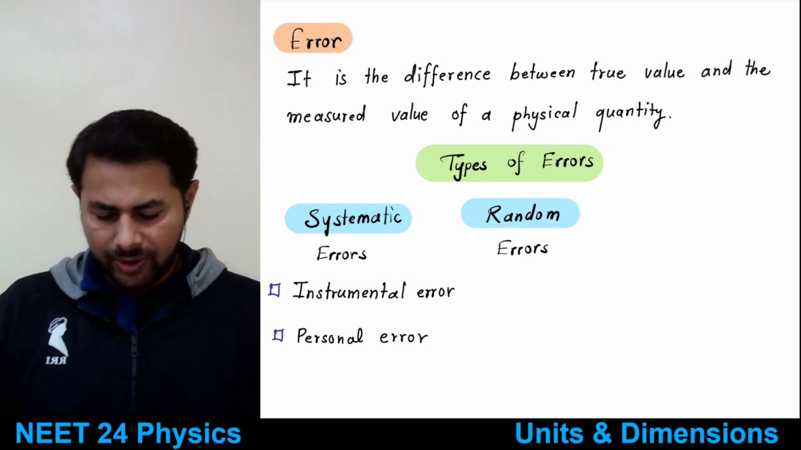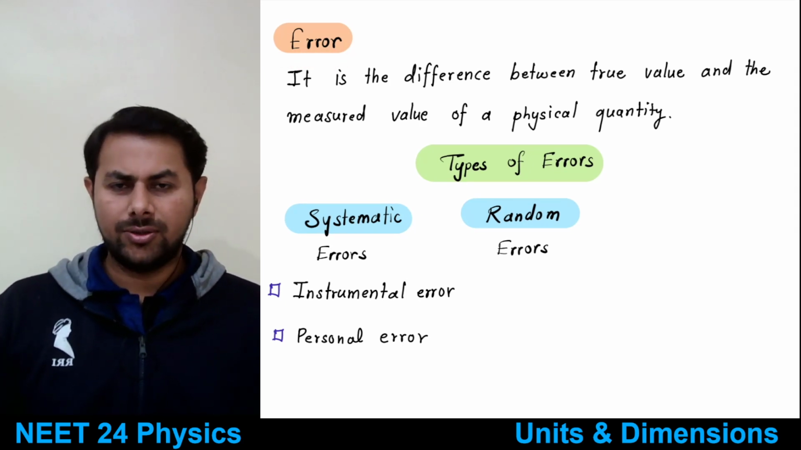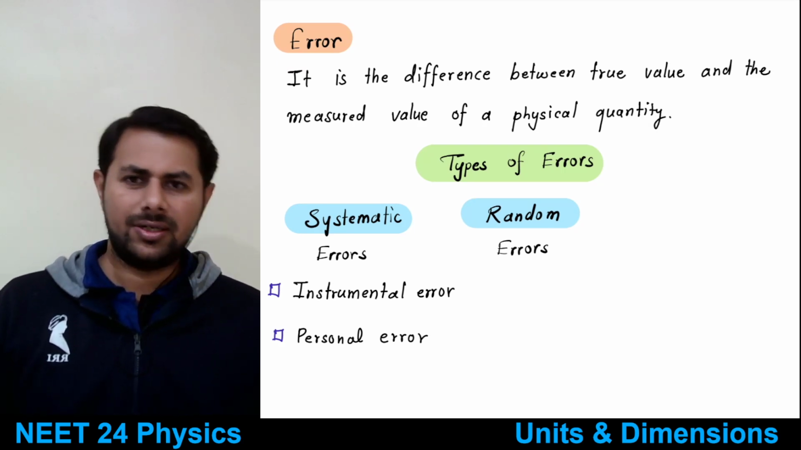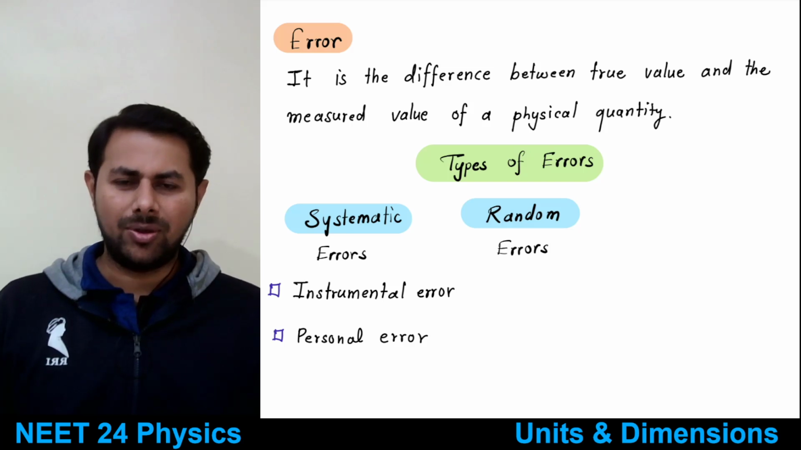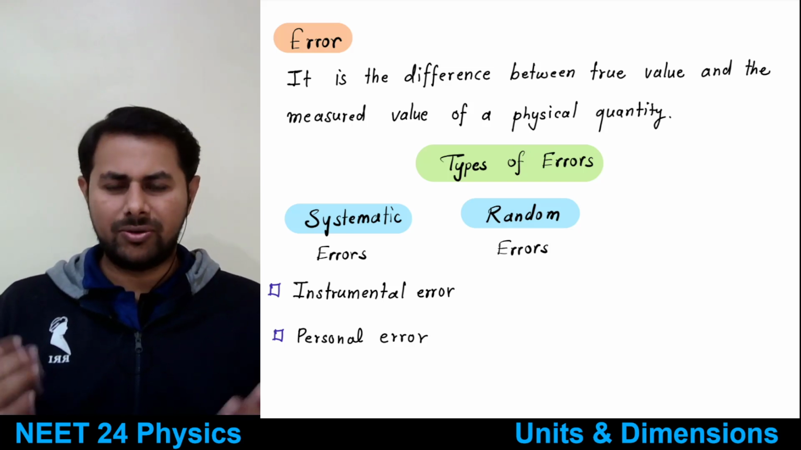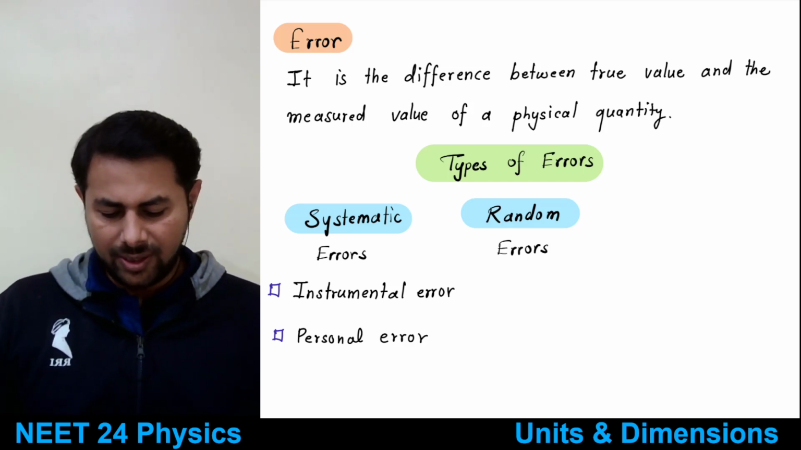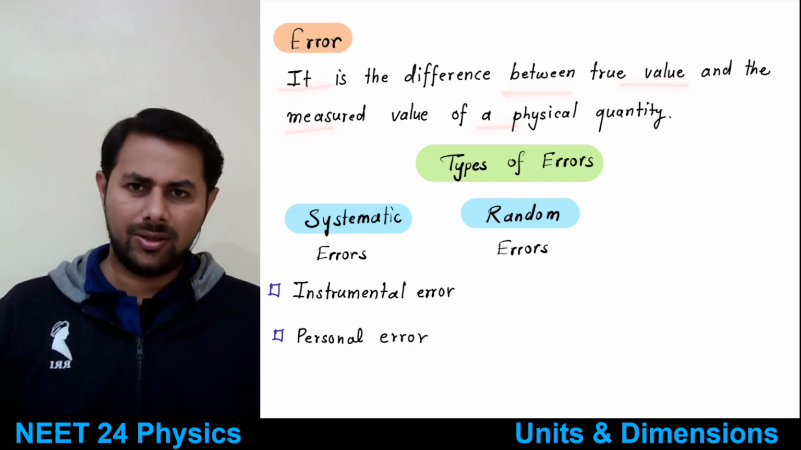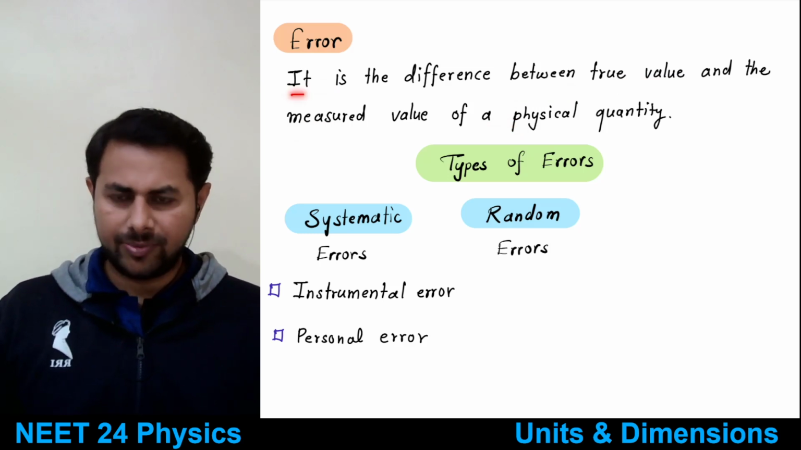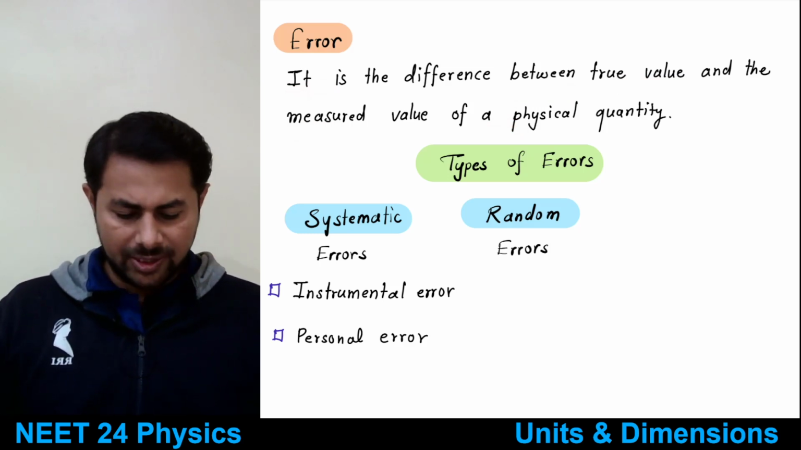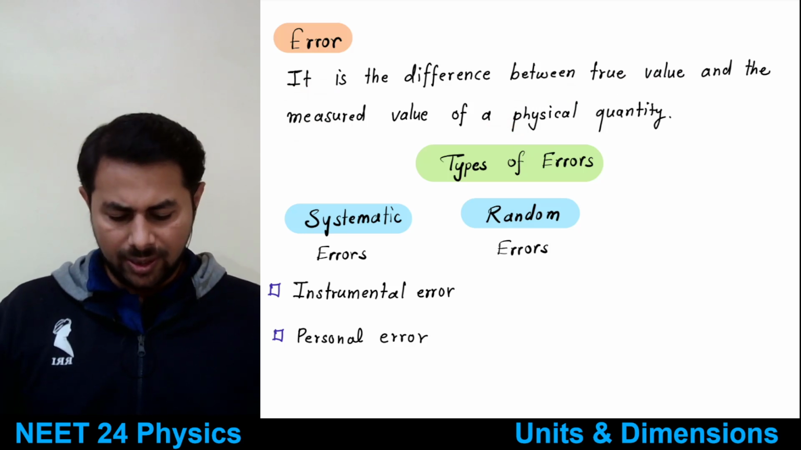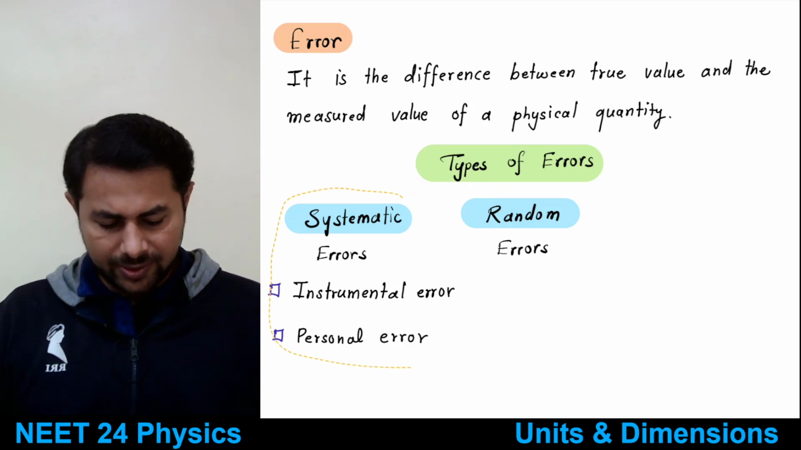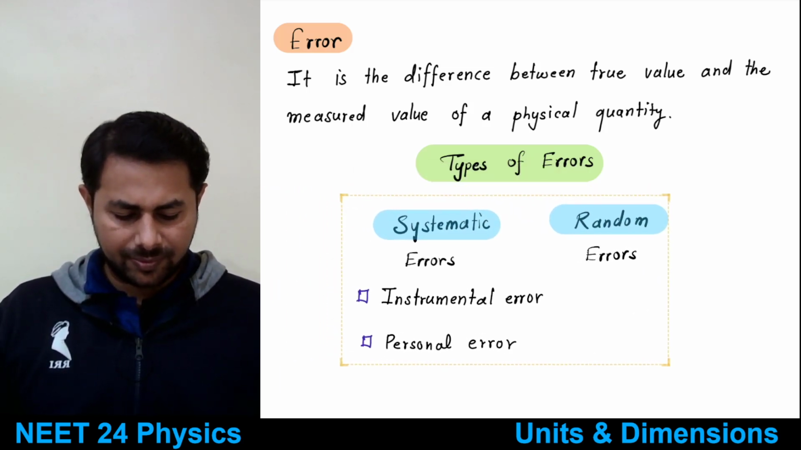errors. Now what is an error? You perform any measurement. If the measured value is greater than or less than the true value of any quantity, then you have made some error. So error is the difference between the true value and the measured value of a physical quantity. And there are two types of errors: systematic errors and random errors.